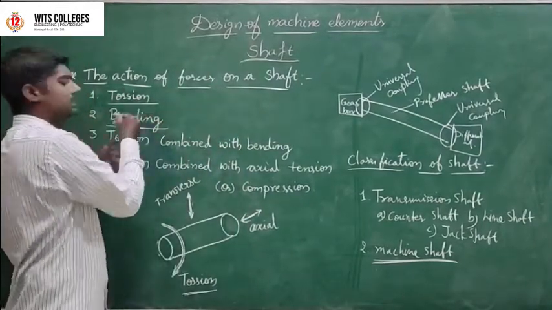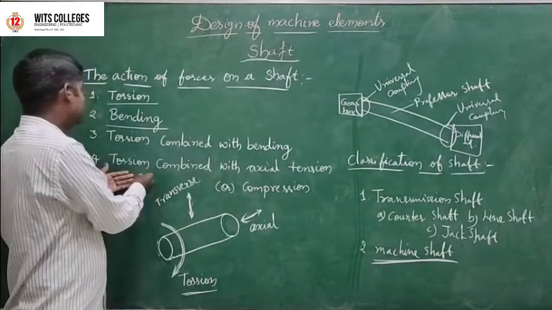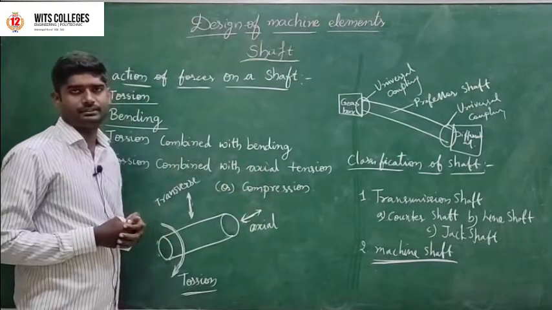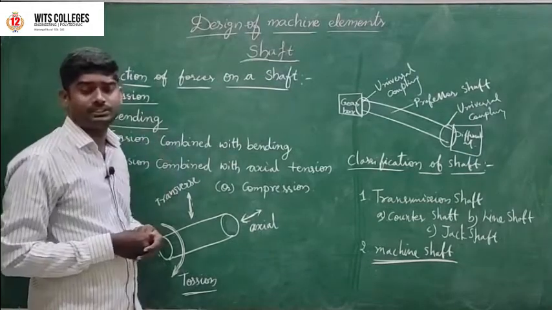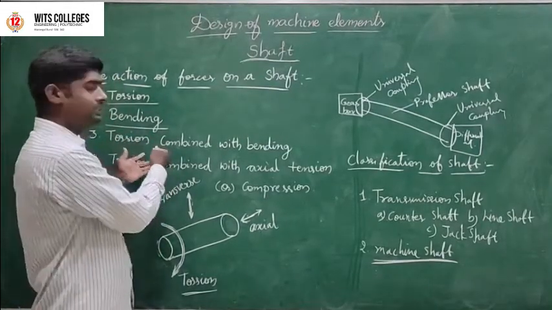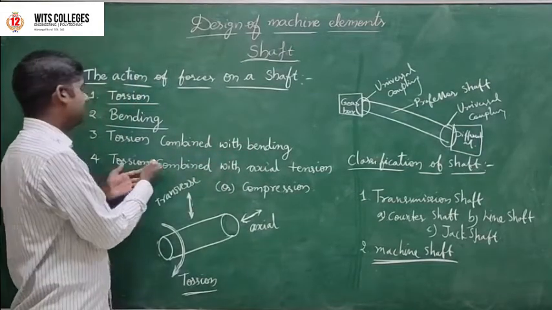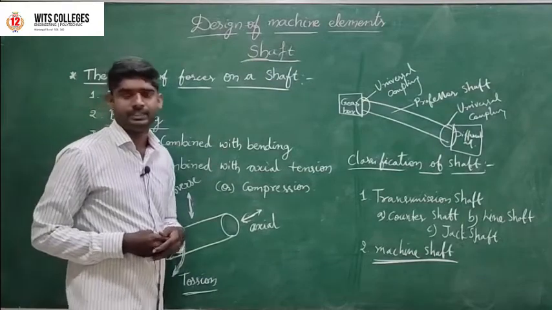Torsion, bending, torsion combined with bending, and fourth, torsion combined with axial tension or compression. Let's see what torsion is, what bending is, what torsion combined with bending is, and torsion combined with axial tension and compression. Let's see.